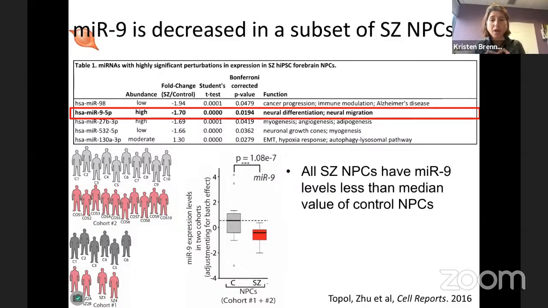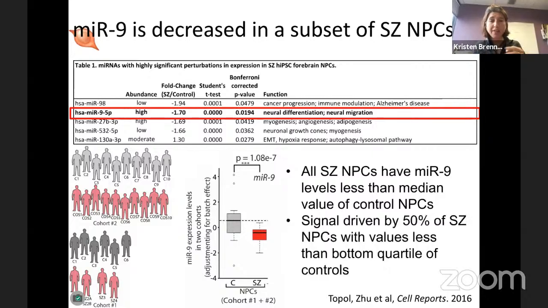First is that all patient neural progenitor cells had microRNA 9 levels less than the median value of controls. But I want you to look carefully and see that miR-9 levels were not diagnostic. You could not tell who was a patient and who was a control by miR-9 levels alone. However, this statistically significant difference between the groups was driven by a subset of the NPCs. So about 50% of the patient NPCs had values less than the bottom quartile of controls.